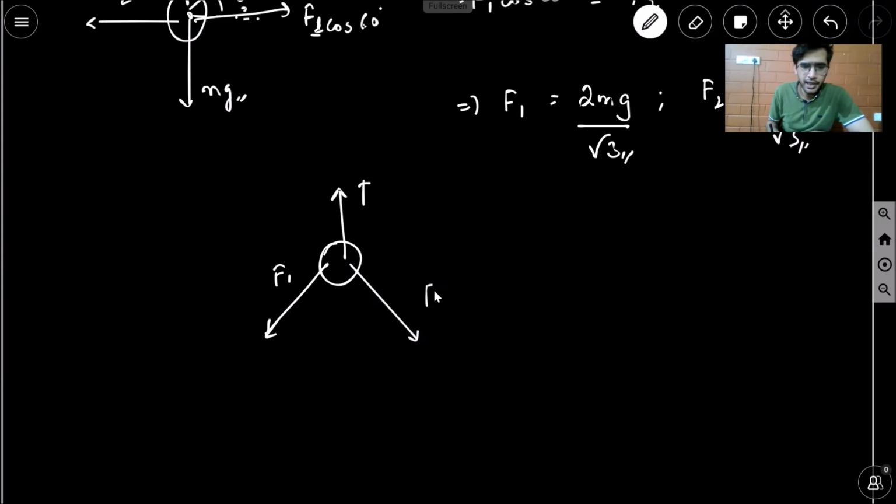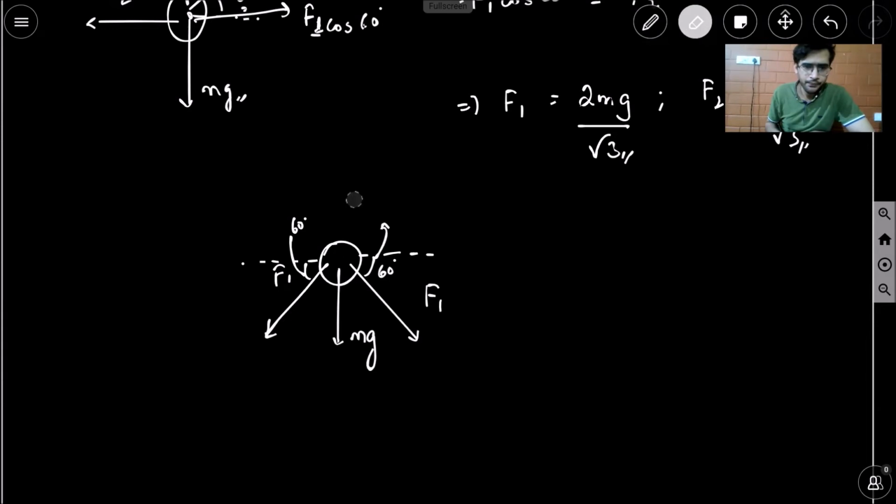This spring will be pulling it with the force of F1, and you have your mg force also acting over here. And as you can expect, this angle will be equal to 60 degrees. And now the string will obviously keep this in equilibrium because the string does not want to be elongated over here. But as soon as we cut the string, this tension force no longer exists.